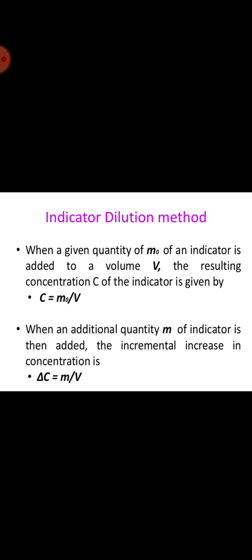So suppose M0 is the quantity of an indicator which is added to a volume of V, then the concentration C is given by C is equal to M0 by V. If an additional quantity of M is added, the incremental increase in concentration is given by delta C is equal to M by V. So this diagram shows the dilution curve, which gives a peak value after some duration for mixing, and then a second peak will appear at the recirculation period.